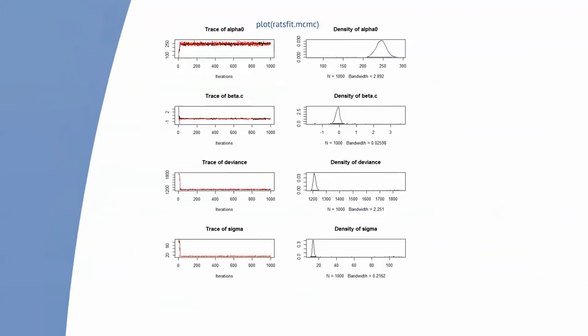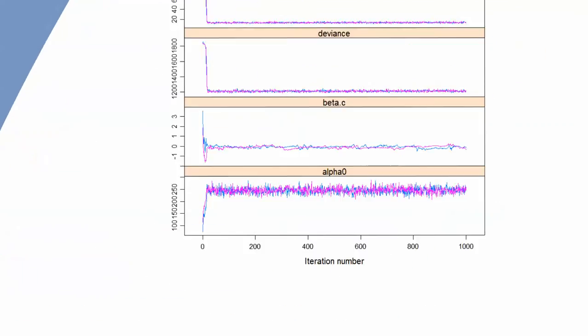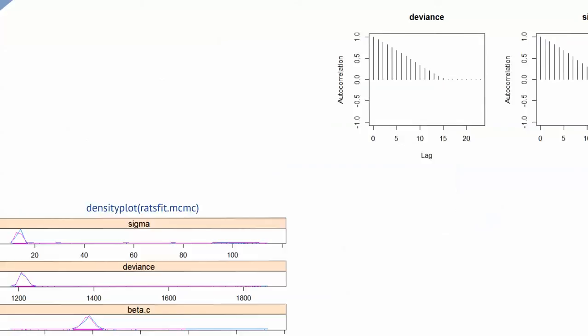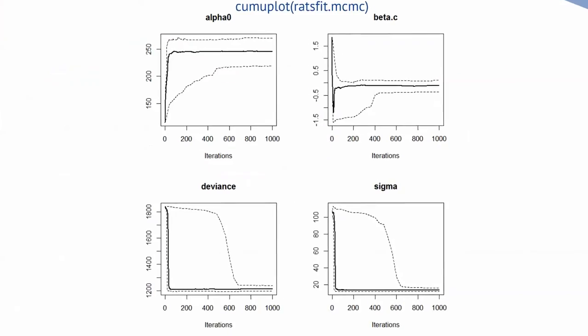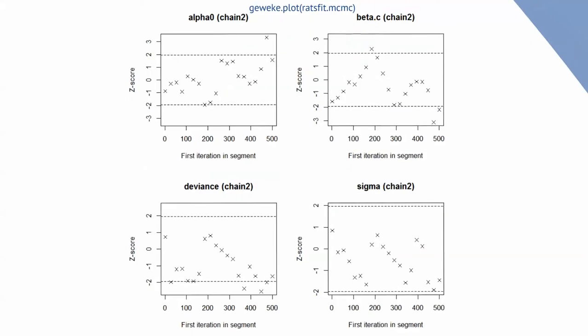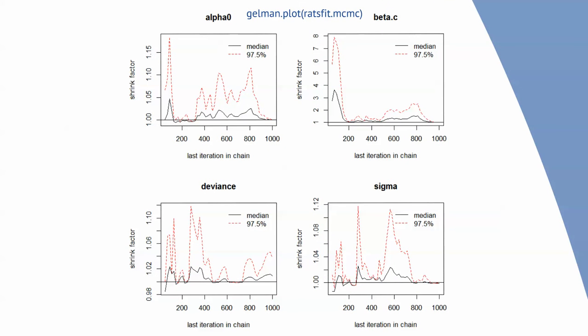For example, you could get the trace plot and the density plots all together or separately, or you could get the autocorrelation, cumulative plot, cross correlation, GUI plot. This is a diagnostic plot, and also the Gelman plot from the Gelman and Rubin diagnostics.